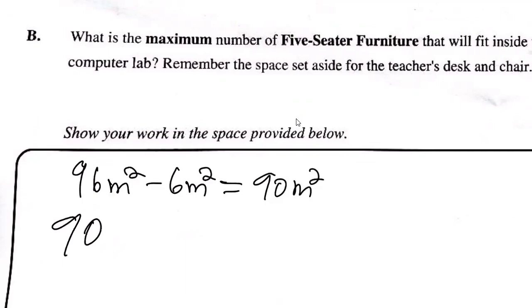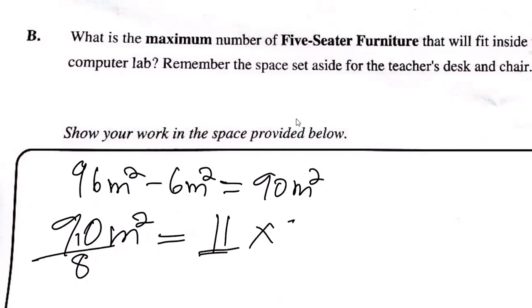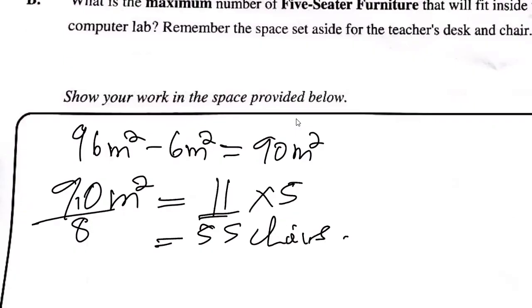So when we divide that, 8 into 9 goes 1 time, remainder 1. 8 into that goes 11 times. So it's basically 11 of the 5-seater that can fit. But remember, it's in groups of 5, so that means it's going to be 55 chairs. So that's the maximum. Alright, let's proceed. So the maximum would be 55.